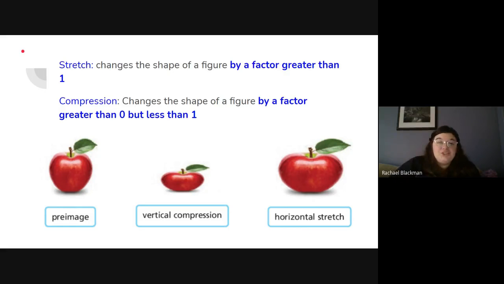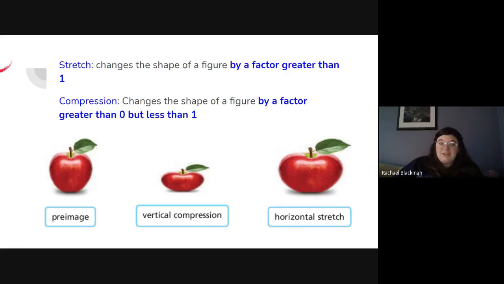A stretch, something that changes the shape of a figure by a factor greater than 1. So we looked at dilations, getting bigger or smaller, but specifically, we're going to look at changing the shape now. So what if we do a vertical compression or a vertical stretch, all right? So just make sure you understand what stretch and compressions are. Again, stretch by a factor greater than 1, like multiply by 2 or multiply by 3. Compression changes the shape of a figure by a factor. It's got to be greater than 0, but less than 1, right? 1/2 is obviously greater than 0, but less than 1, so our figure is going to be compressed.